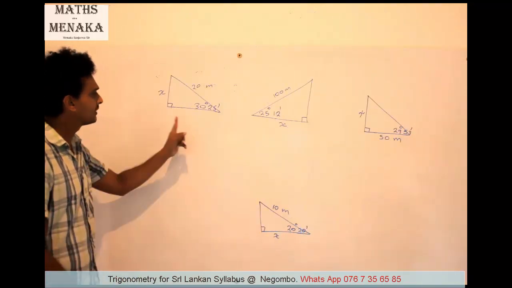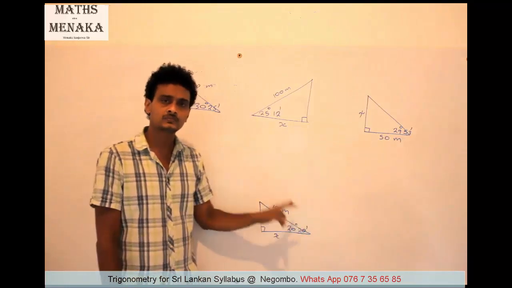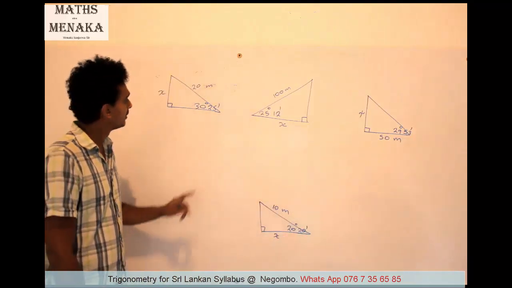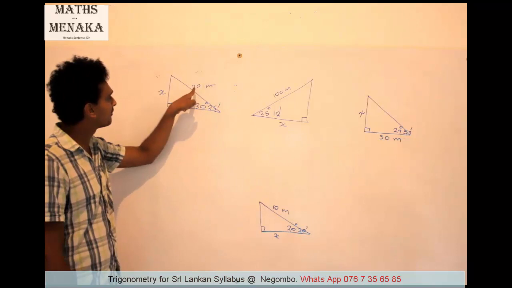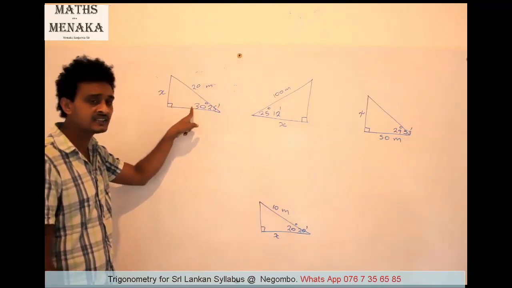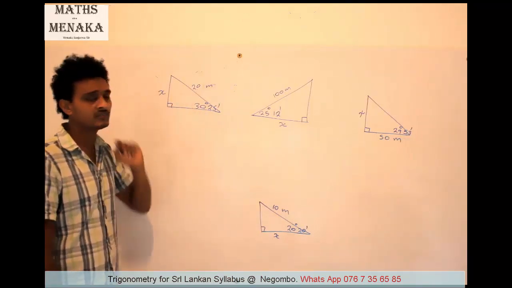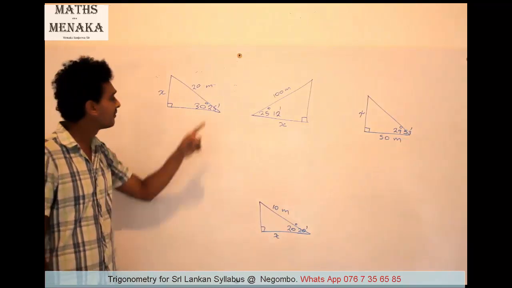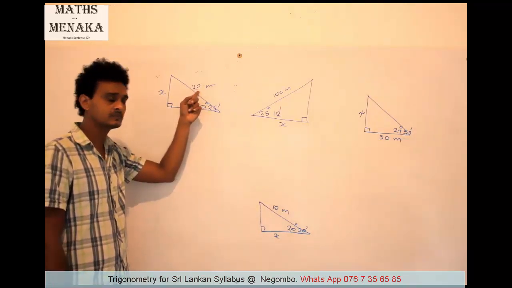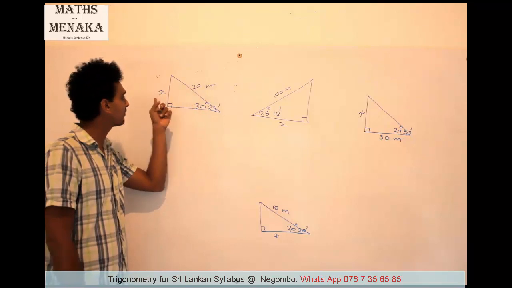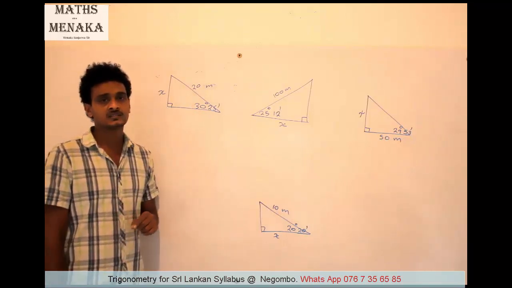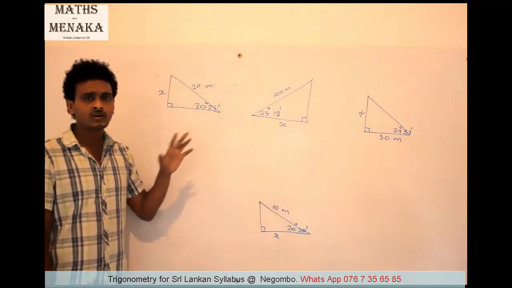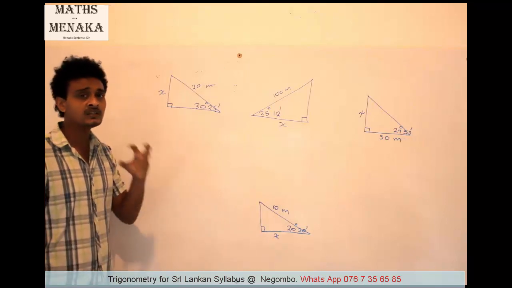Now, there are four examples. In each question, one side is given and the angle is given. You have to find the length of the other side. One side is given, one angle is given, and you have to find the other side. So you have to select the suitable trigonometric ratio.